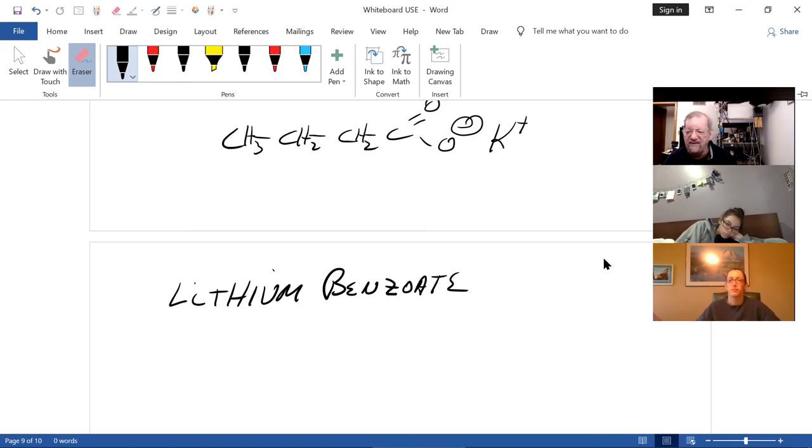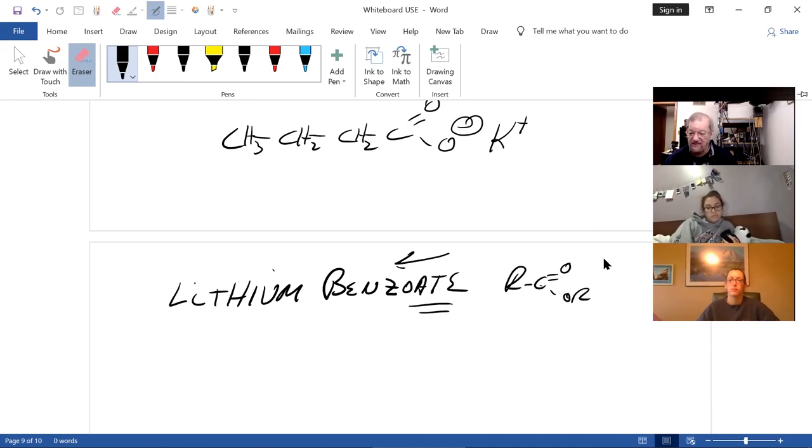All right, everybody done? Okay, let's do it. Start from the right, move left. OATE ending. Ester could be, or carboxylate anion. And with an element's name in front, we know it's a carboxylate anion. If this were anything else, it doesn't work out.